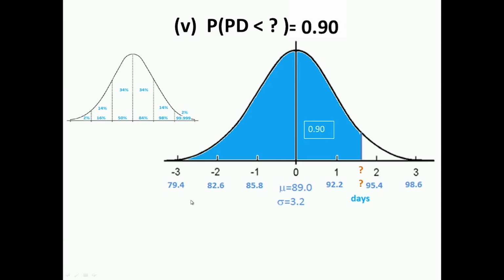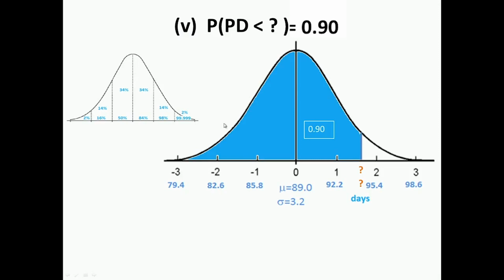Basically, if we go back to the normal curve, we can see that what we want is the shaded area here, which shows 90% of the area shaded, and what we want to know is the duration for which this 90% of the area would be covered. So, we have to work it the other way.